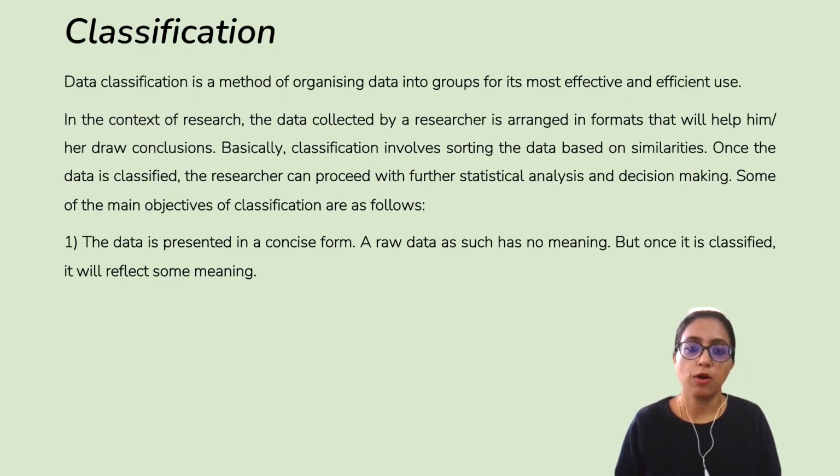There are some objectives, some advantages of classification. Let us discuss those. Let us see what the advantages of classification are. The first is that the data is presented in a concise, precise form, because if data is raw, it will have no meaning. If I just give you raw data, you will not know what to do with it. So presenting it in a concise form is the first objective of classification. Once it is classified, at least you will be able to make some sense of the data.